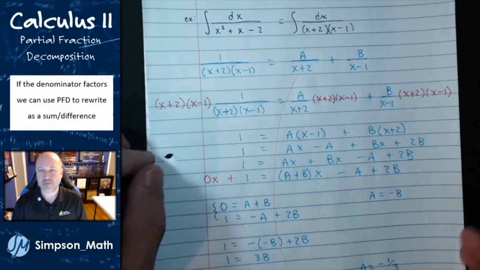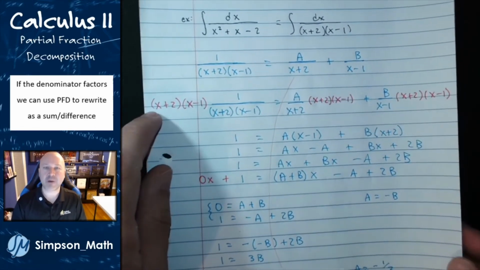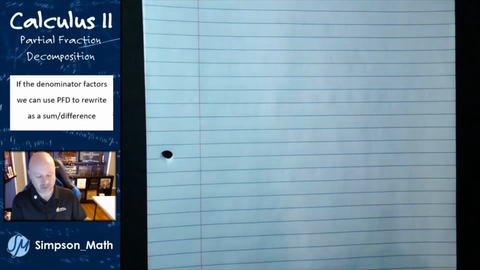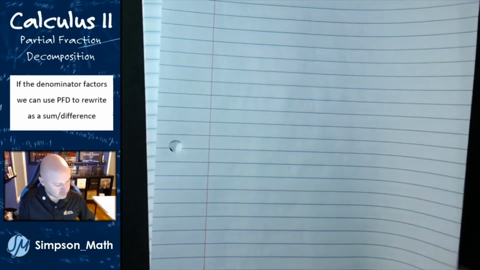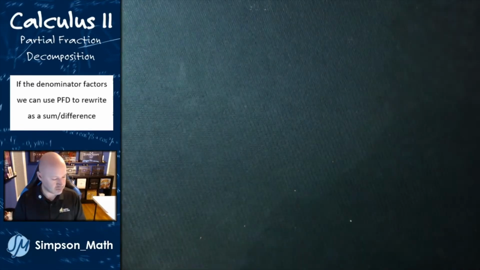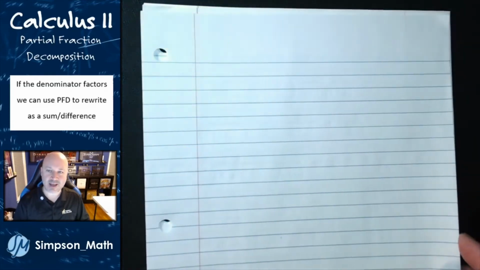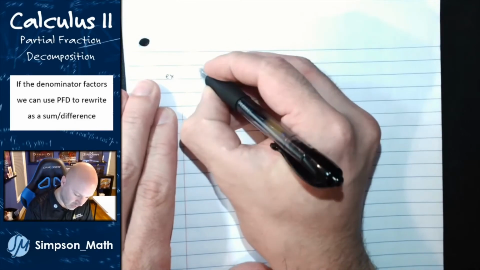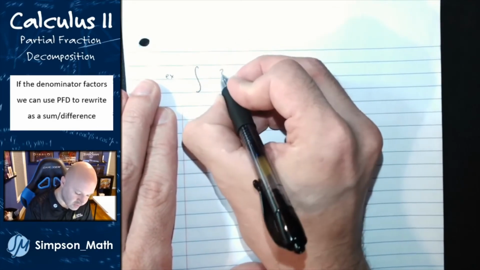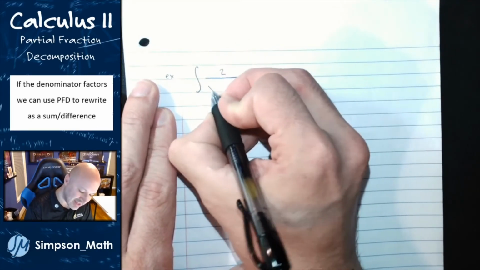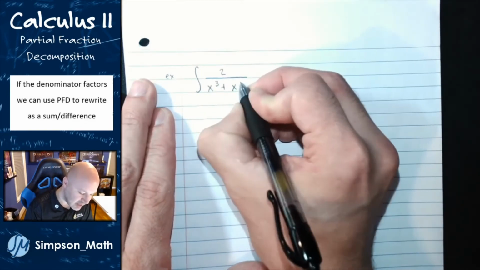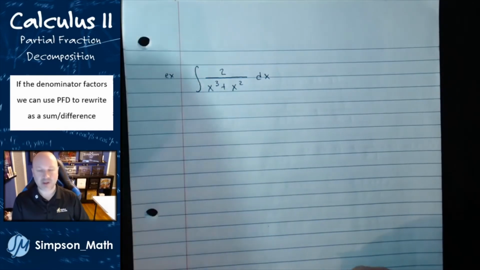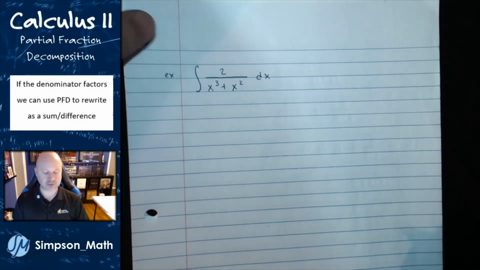And let's do it again. I can amp up the difficulty, though, by adding a new issue that can arise. Let's take a look at this example. The integral of 2 over x cubed plus x squared. Now, don't pause the video and try this on your own. There's something new here.